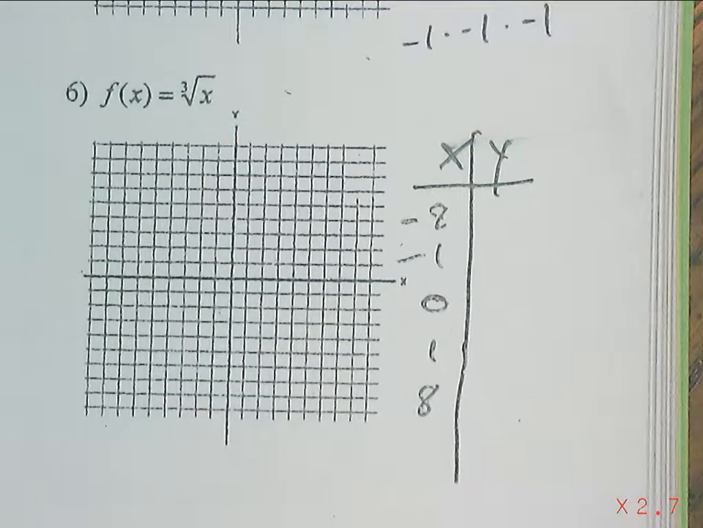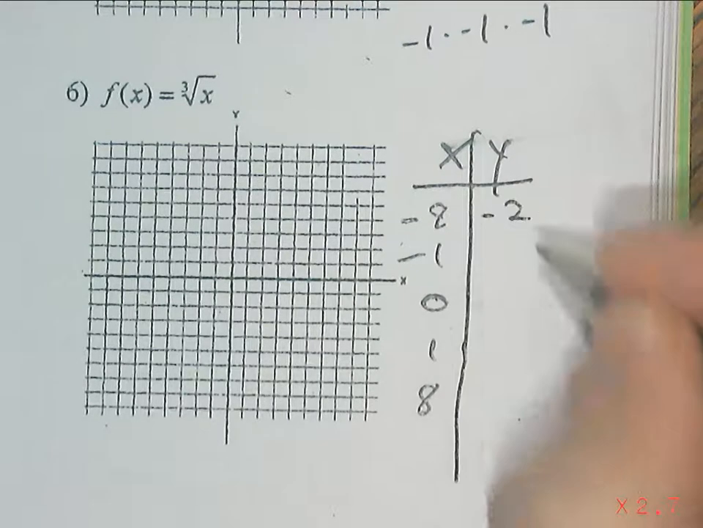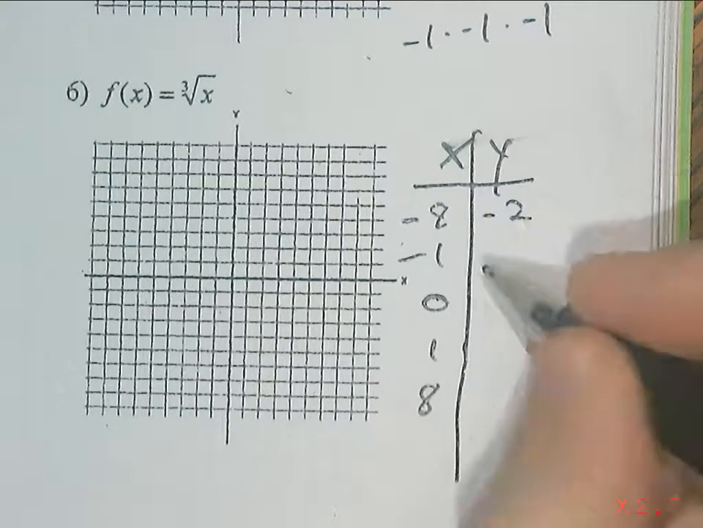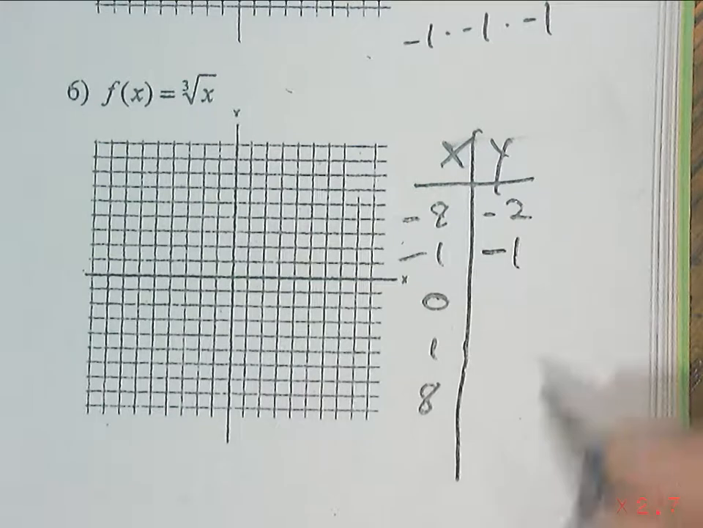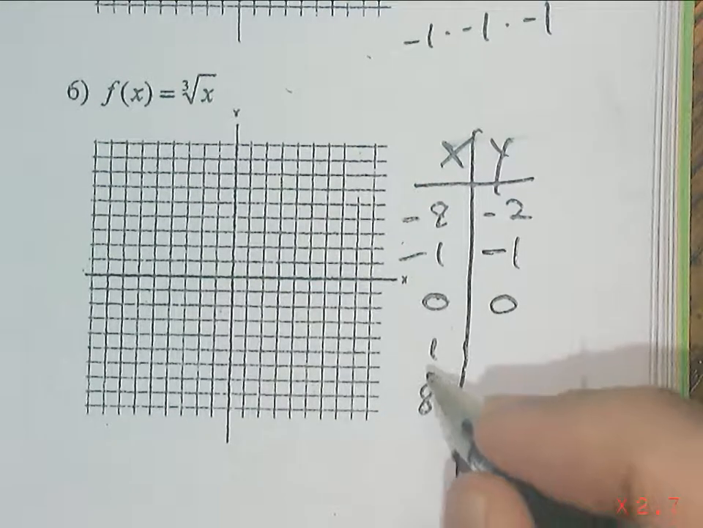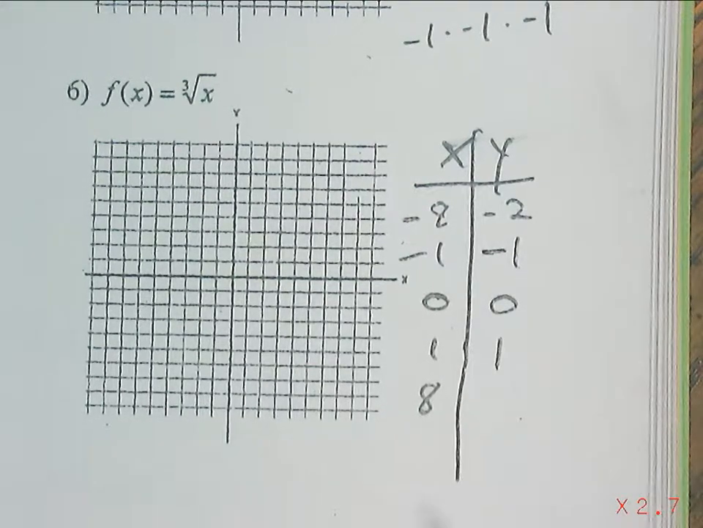Okay. Now, when I cube root negative 8, I'm going to get a negative 2. When I cube root negative 1, I'm going to get a negative 1. When I cube root 0, I'm going to get 0. When I cube root 1, I'm going to get 1. And when I cube root 8, I'm going to get positive 2.